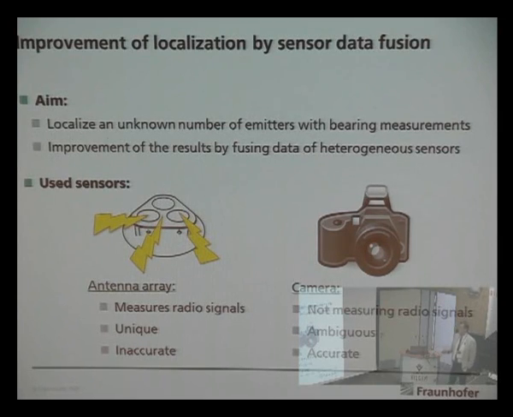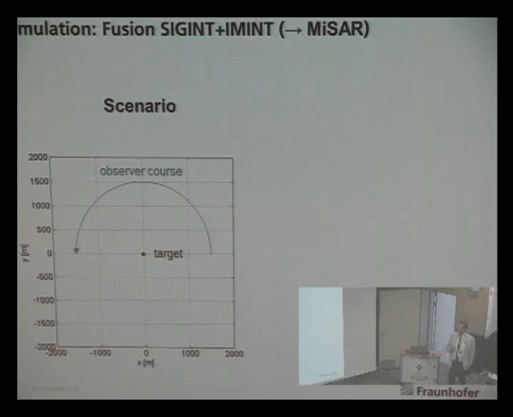Cameras cannot measure radio signals. They are ambiguous but accurate. Radio frequency sensors can measure radio signals. They are unique but are not accurate. Good example. And these slides show you the principle. Well, fusion of signal intelligence with image intelligence, you can extend it also to SAR, mini-SAR, for example.